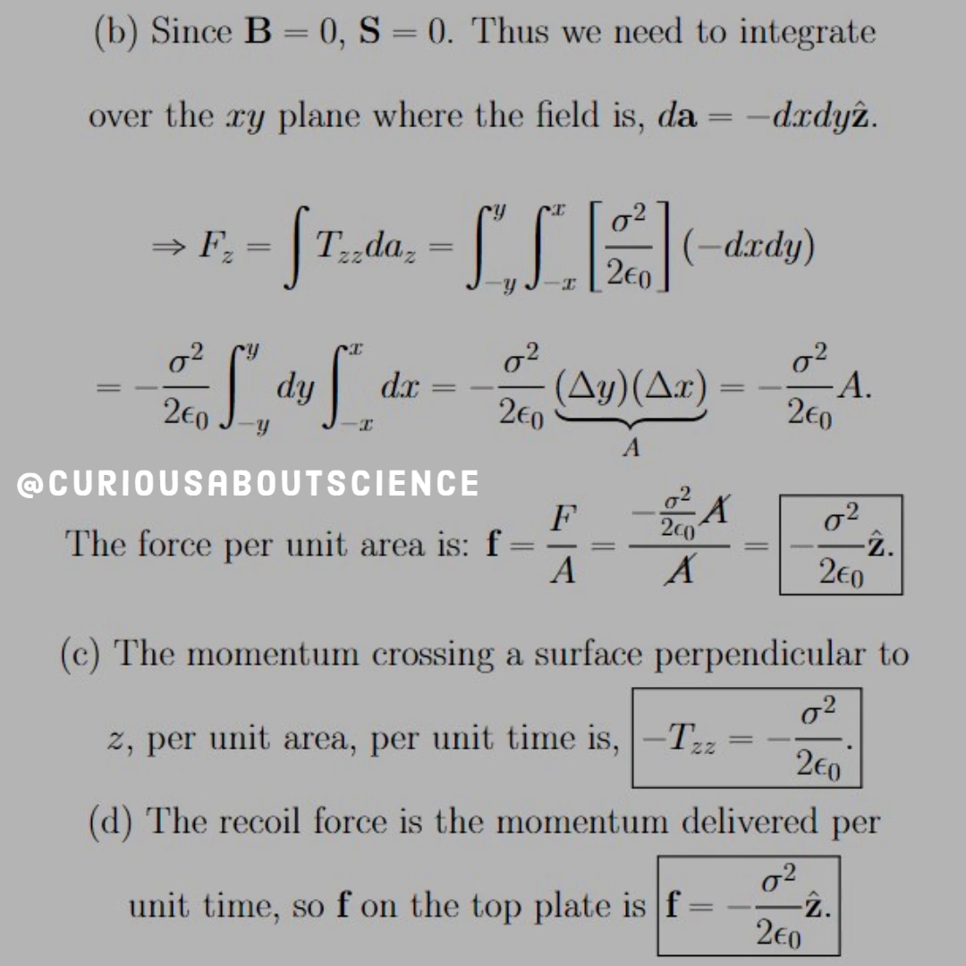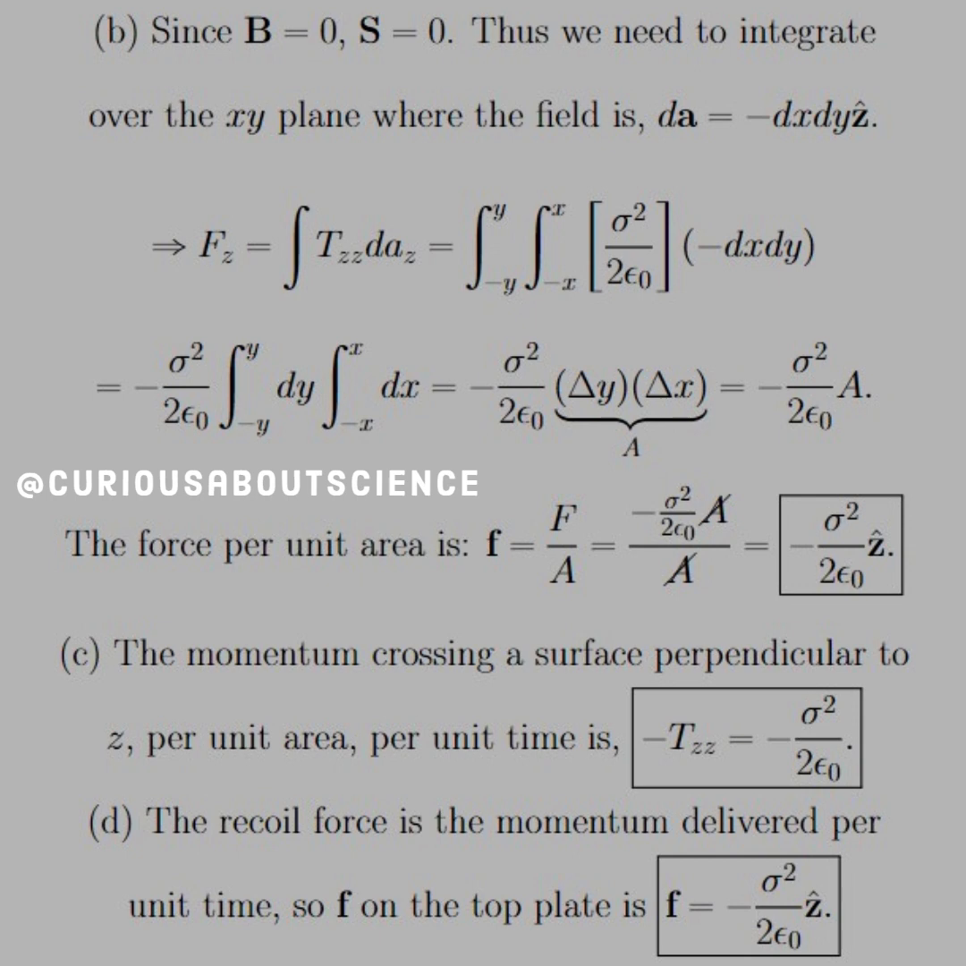All right, now for part B. Since B is 0, the Poynting vector is 0, since E cross B, which would be E cross 0, is all 0. All right, nice there. Thus, we need to integrate over the xy plane where the field is. So dA is equal to negative dx dy, again due to where the positive and negative charges are, and what plate we're looking for. The force is going to be downward since we're positive up top, negative on the bottom. And so we're looking for the force on the top plate.